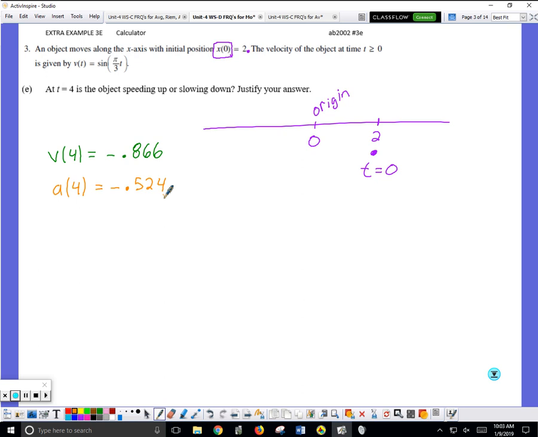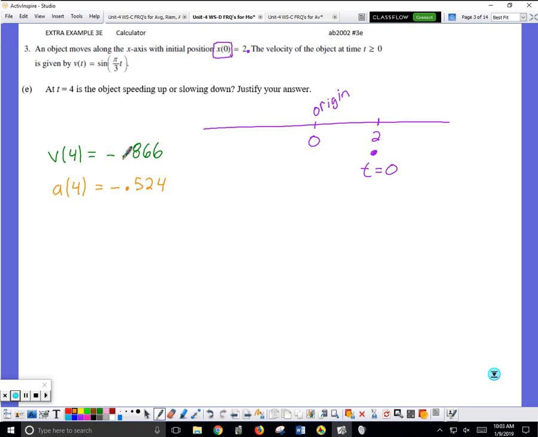Write that down. If you don't write them down, you lose points. So, okay, here's the interpretation. At time equal 4, the particle is moving to the left because the velocity is negative. At that exact same moment, the acceleration is also negative. The acceleration is telling you how the velocity is changing.